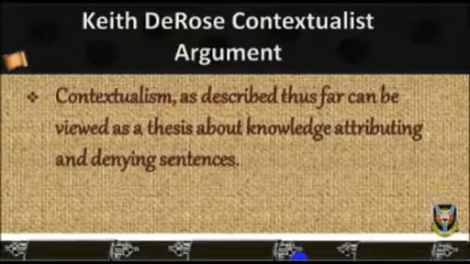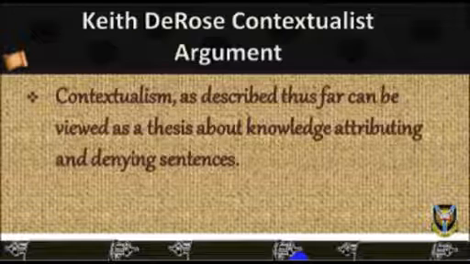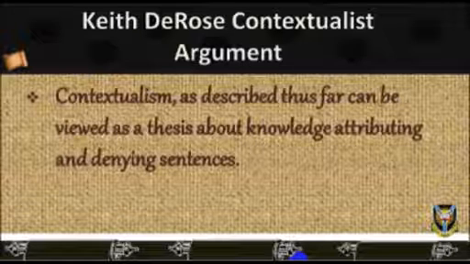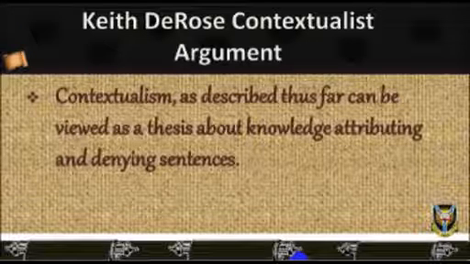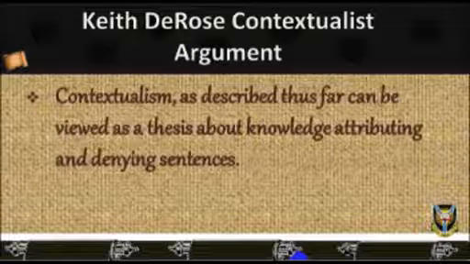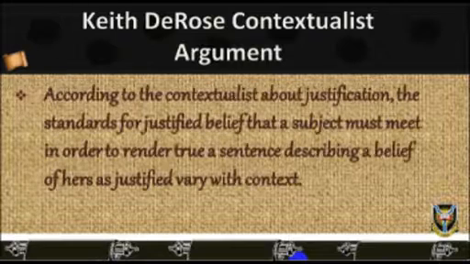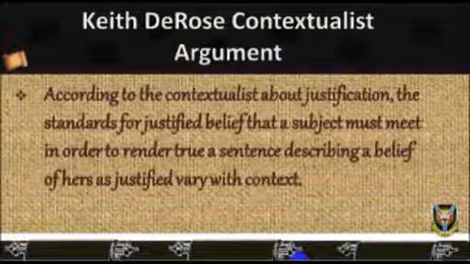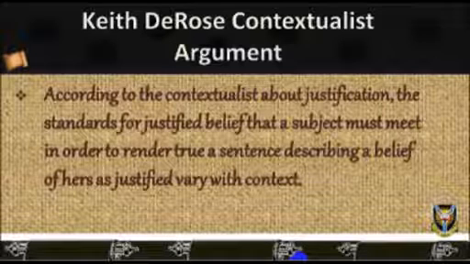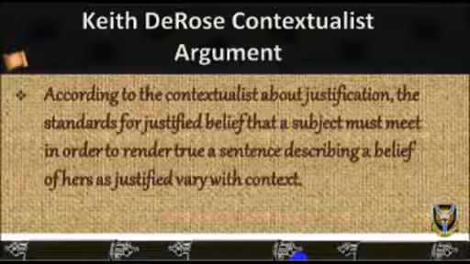Contextualism, as described thus far, can be viewed as a thesis about knowledge attributing and denying sentences. We can construe contextualism regarding justification as an analog of what we are calling contextualism about knowledge. According to contextualists about justification, the standards for justified belief that a subject must meet in order to render true a sentence describing belief of hers as justified vary with context.